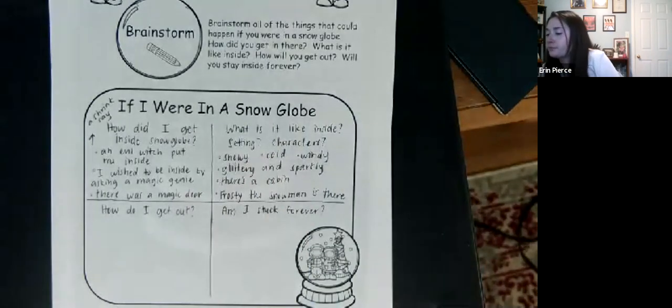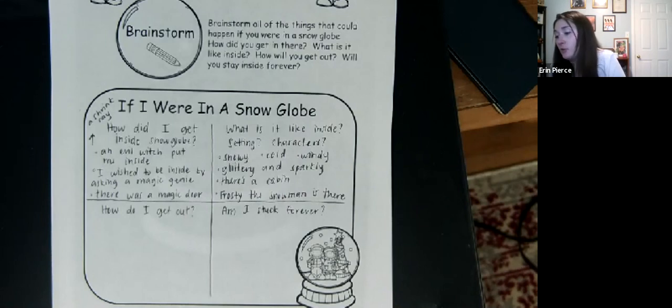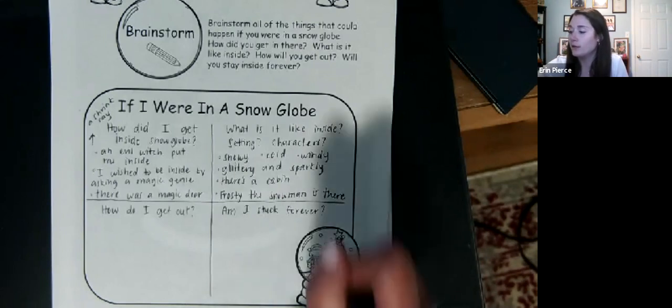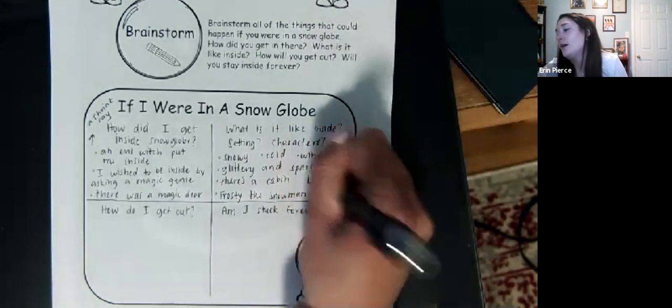So far, I've gotten, how did I get stuck inside of the snow globe? Maybe a shrink ray, maybe an evil witch put me inside. I wished to be inside by asking a magic genie. There was a magic door. I'm sure you guys can be even more creative than me. What's it like inside? What's the setting and characters? It's snowy, it's cold, it's windy, it's glittery and sparkly. There's a cabin inside. Frosty the Snowman is there. Maybe my dog Luna came along with me.